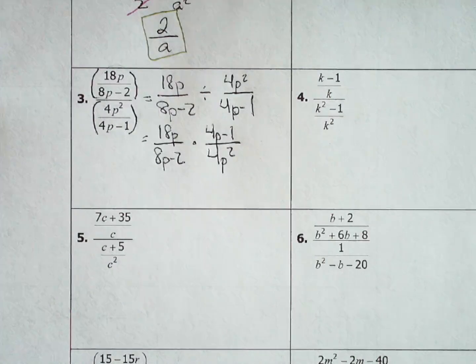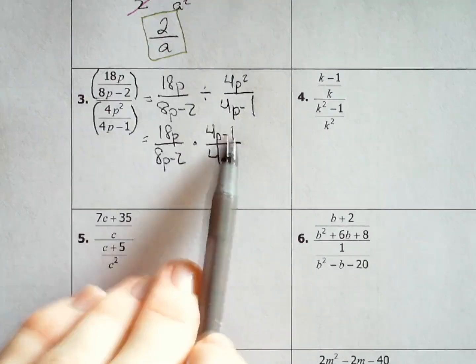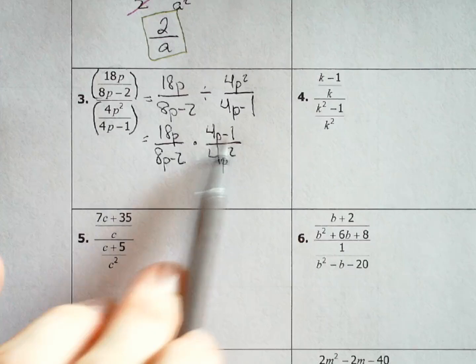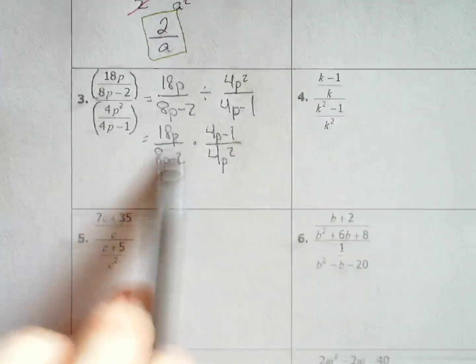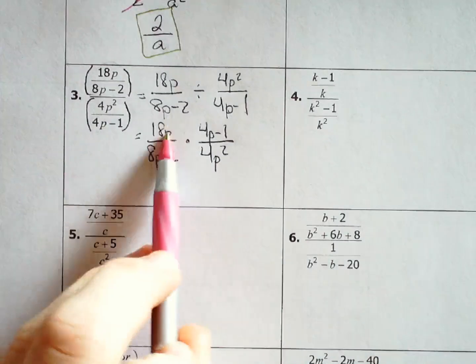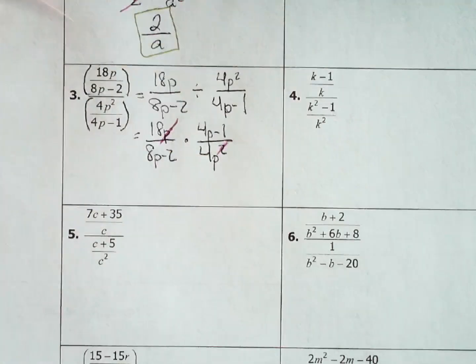And now, before multiplying, it is a really good idea to try and cancel things. So I notice here I have 4p minus 1, and here I have 8p minus 2. So I have like p minus constant, p minus constant. And notice that 4 is half of 8 and 1 is half of 2. So I think maybe I could factor out a 2 right here, and make things simpler. So I'm going to do that. And I'm also going to, I have a p here and a p squared here, so let's cancel those out. And I just have the p left on the denominator.